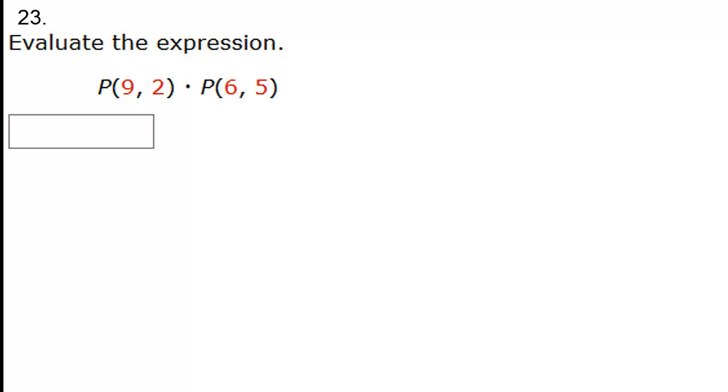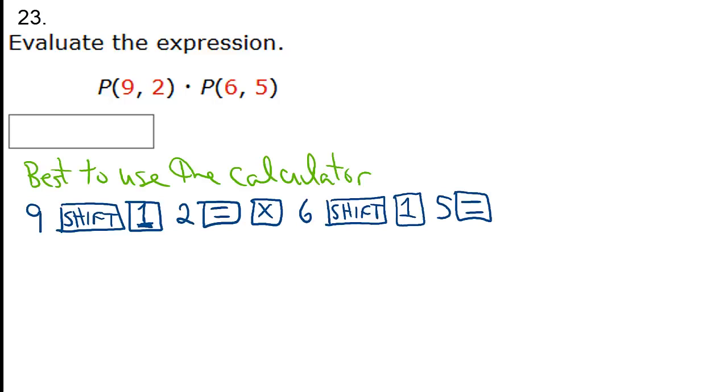Number 23, evaluate the expression permutation of 9 things taken 2 at a time times the permutation of 6 things taken 5 at a time. Again, this is just a calculator practice problem. You start off with the calculator, remembering that Shift 1 gives you permutations.